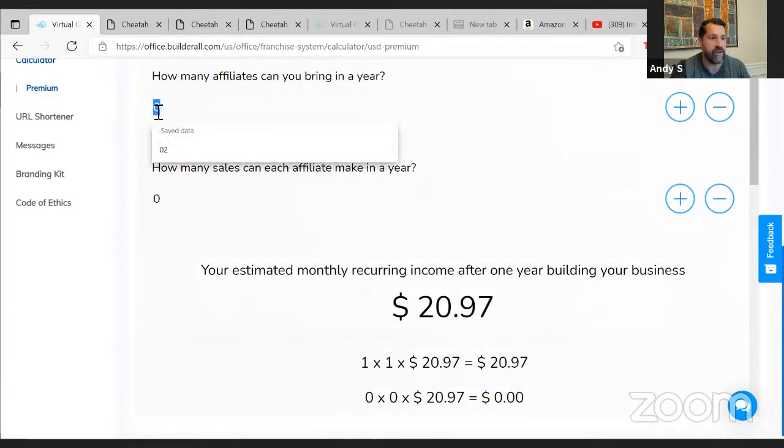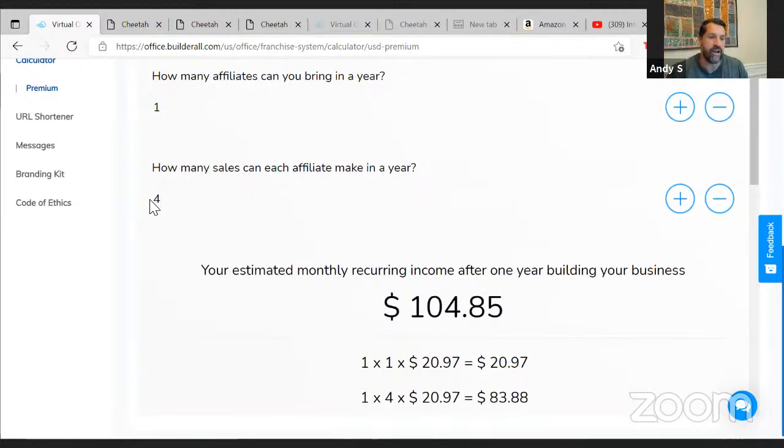Now, how many affiliates can I get? Well, I'm going to do the magical 4, okay? Or actually, no, I'm going to say 1 again. But what I want to do is I really want to focus on 4 people. So now I get 4 people. Now, if you look at this, this says 83.88, but if you take 10%, it's somewhere around 70 something is what that would be.